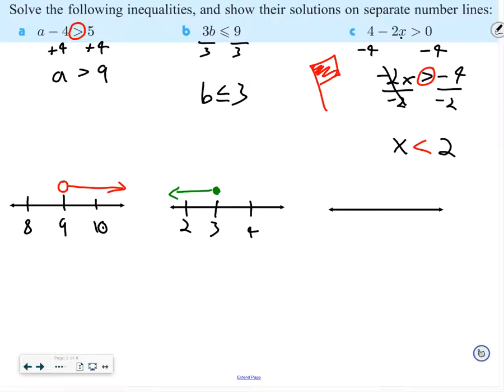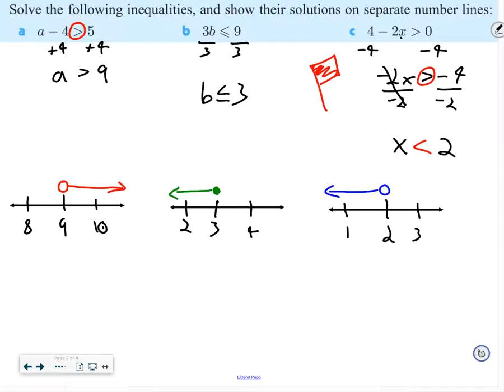So on the number line here, 2, 3, and 1. I know at 2 I'm going to have an open circle, and I have values that x's are less than that, so I know 1 is less than 2. So I'm going to shade in that direction.